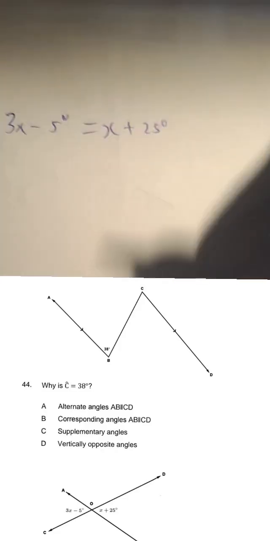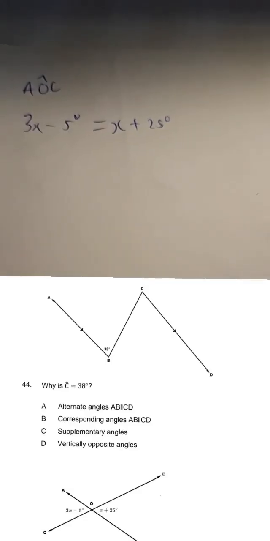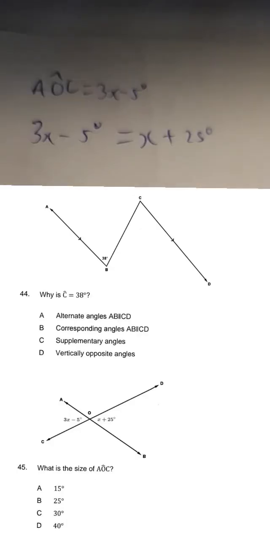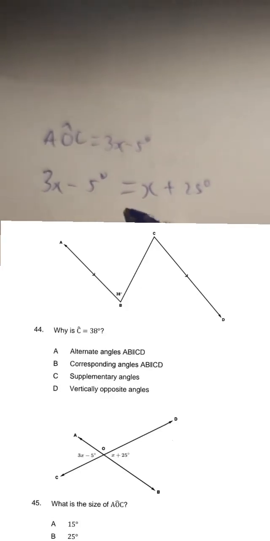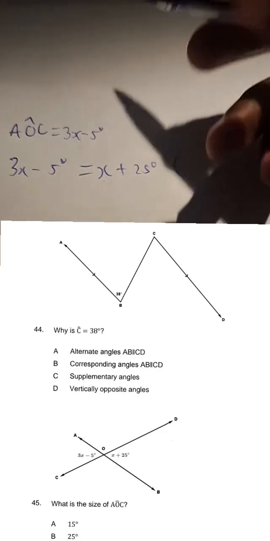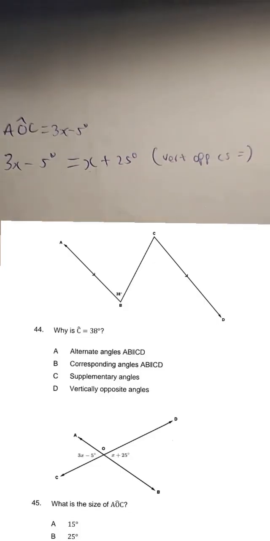So then, if that is the case, I can then say 3x minus 5 degrees is equal to x plus 25 degrees. I already know, guys, that angle AOC in terms of x is actually equal to 3x minus 5 degrees. I want the value of this angle, so I'm going to come back and get it. But for now, I'm interested in finding out the actual value of x using my knowledge of angles. So 3x minus 5 degrees is equal to x plus 25 degrees. Reason, vertically opposite angles equal. That's what I would write, right?